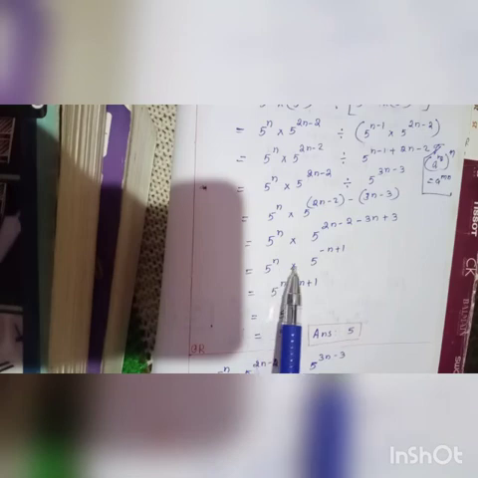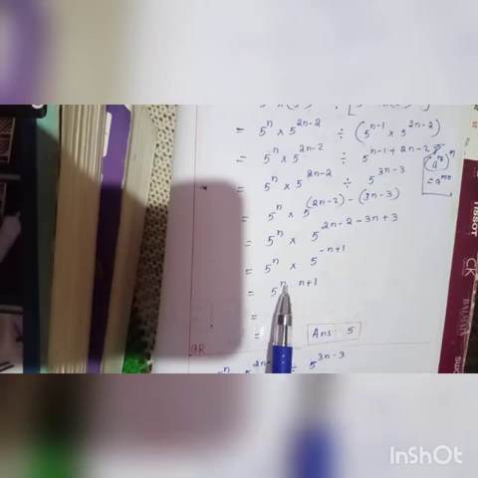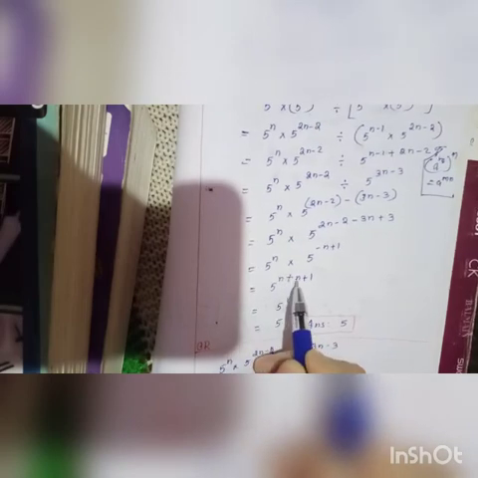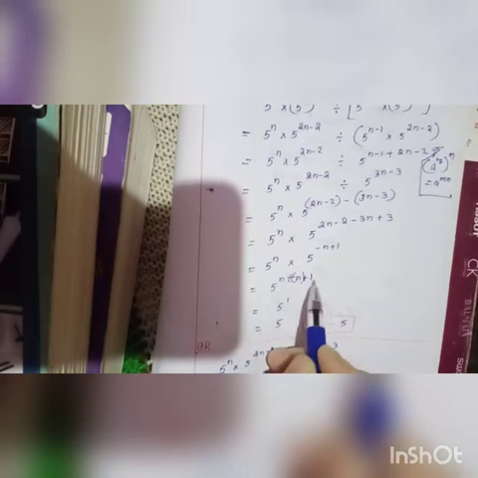Now 5 raised to n same, and this one remove the bracket. 2n minus 2 minus into 3n minus 3n, minus into minus 3 plus 3. Now 2n minus 3n means 2 minus 3, it is minus n. Minus 2 plus 3 means it is plus 1. Then 5 raised to n into 5 raised to minus n plus 1. Now next, this step is like the a raised to m into a raised to n formula form. So a raised to m plus n. So 5 raised to n plus minus n plus 1.